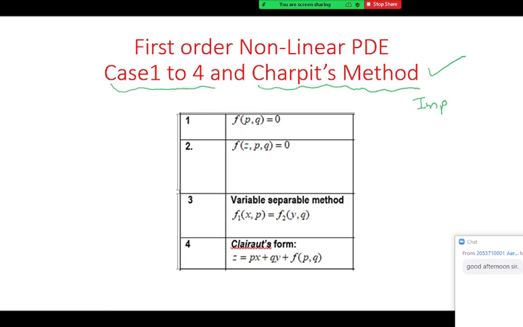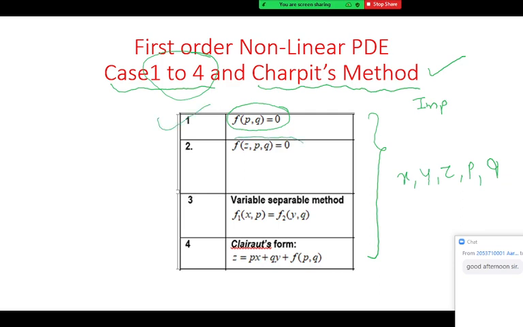But today we are going to finish these 4 cases of nonlinear PDE, case 1 to 4. If you observe, we are given z, which is a function of x, y, and then we have p, q, r, s, t. p, q are the first order partial derivatives, and r, s, t are the second order. So right now, the maximum variables which can be present in the differential equations are x, y, z, p, and q.